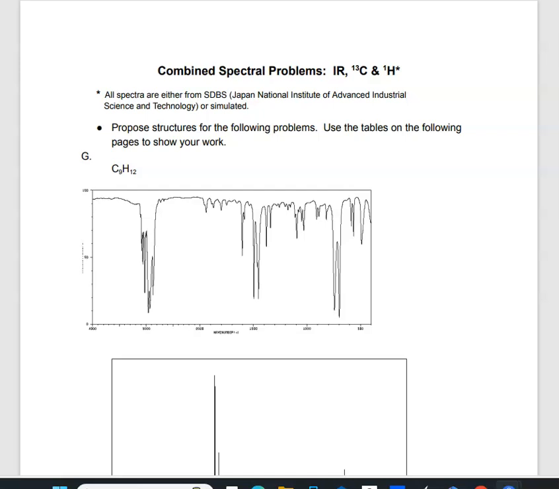From this, we can identify this bond, which is at the 3000 mark. The carbon-hydrogen bond indicates an sp2 carbon-hydrogen bond because of the range it is in.